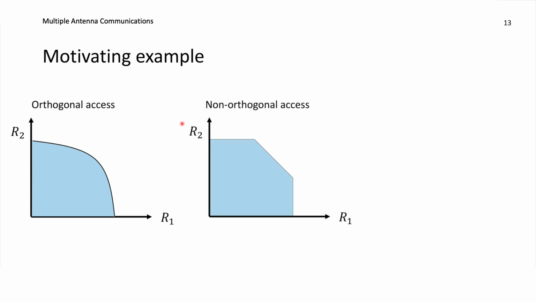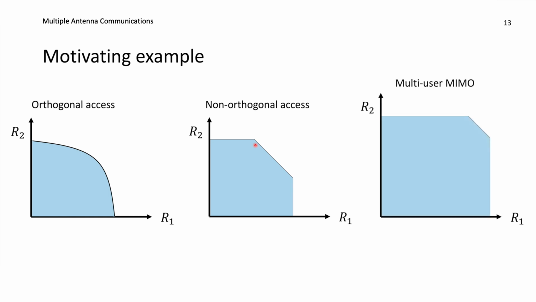Then I mentioned non-orthogonal access, still with one antenna at the receiver, and we can expand the region in this way. For example, one user can get its maximum rate while the other user is getting a non-zero rate, and that is achieved using successive interference cancellation. And multiuser MIMO is essentially a non-orthogonal access scheme, but we usually don't call it that, we call it multiuser MIMO. And the benefit it has is that the region is going to be much larger here.